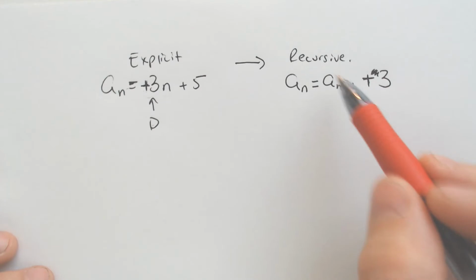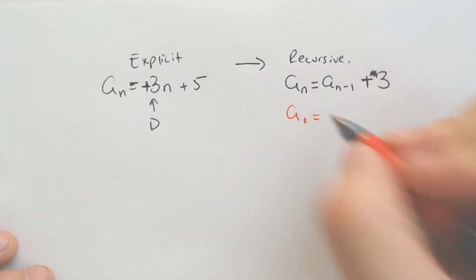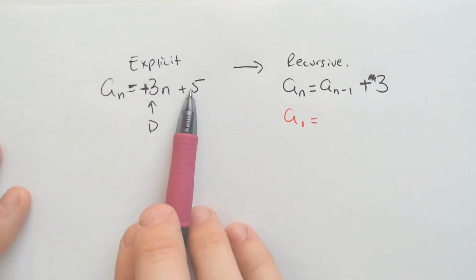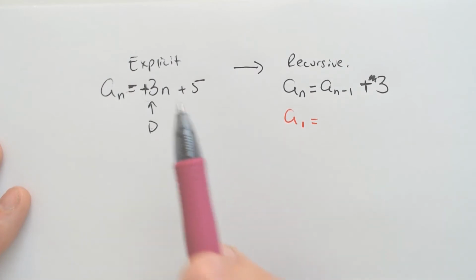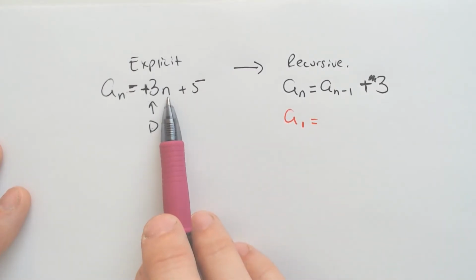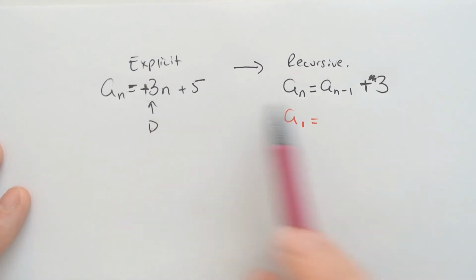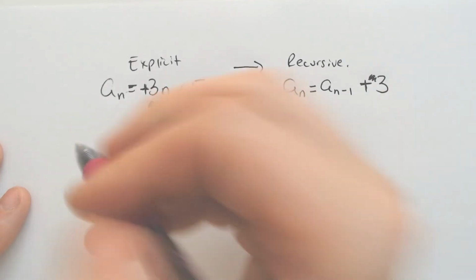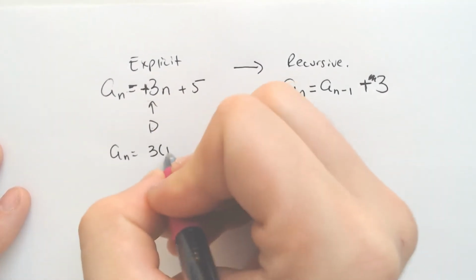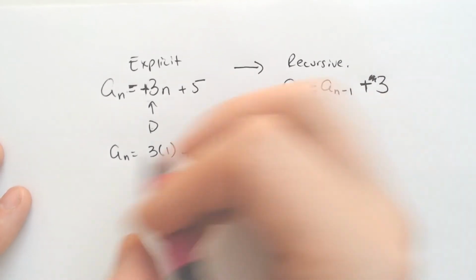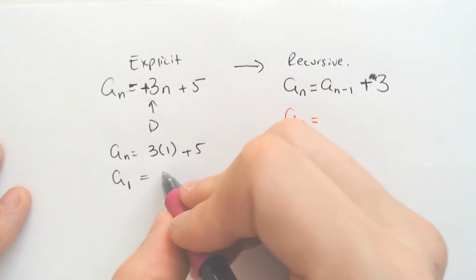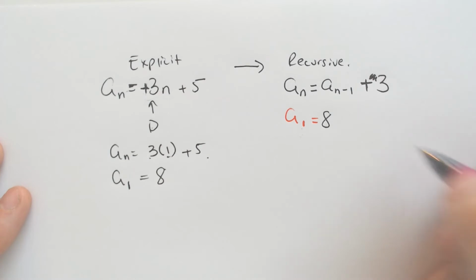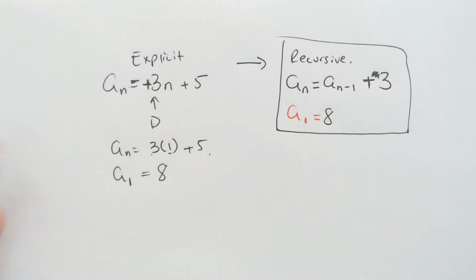So, what is missing from the recursive? Your a sub 1. How do we find a sub 1? Well, lucky for us, the explicit formula is very easy to find any given term. If you wanted to find the 30th term, you could plug in 30. If you want to find the first term, you plug in 1. Well, what do we want to find? We want to find the first term. So what do we plug in? The number 1. So a sub n would equal 3 times 1 plus 5, which means our first term is equal to 3 times 1 plus 5, which is 8. And there we have it. And we have our recursive formula.